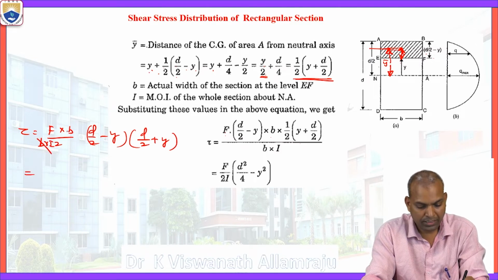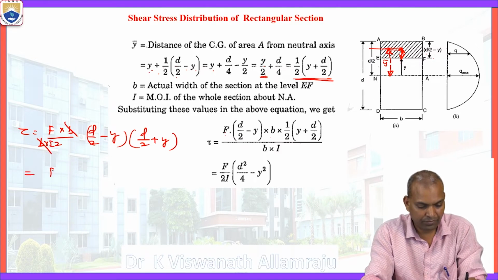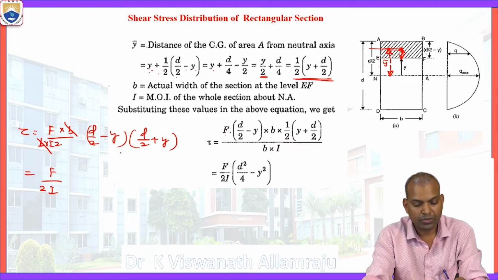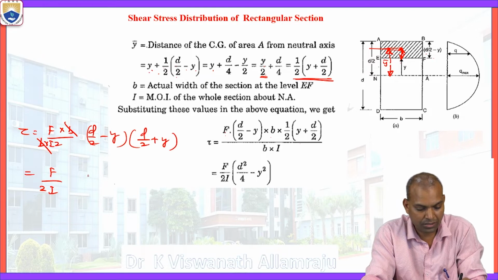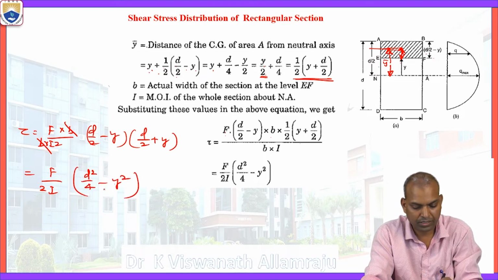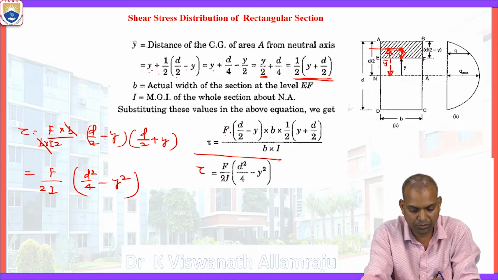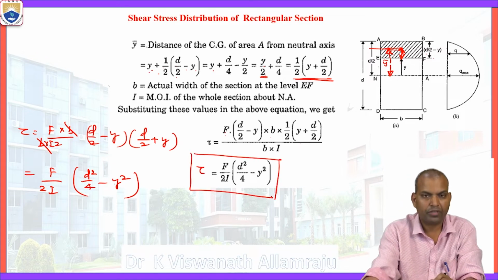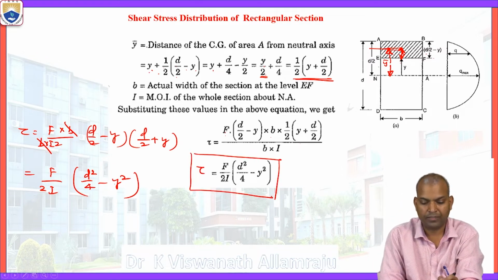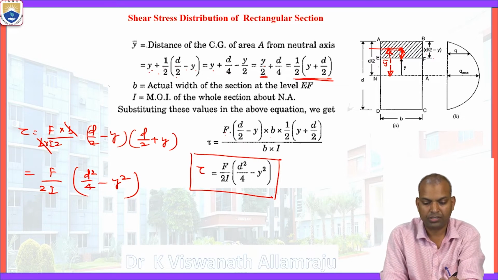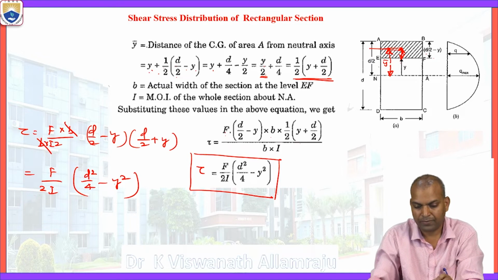Now B gets cancelled, that is F by 2I times A plus B into A minus B, that is A square minus B square, that is d square by 4 minus y square. That's why tau equal to F by 2I times d square by 4 minus y square. This is the shear stress.